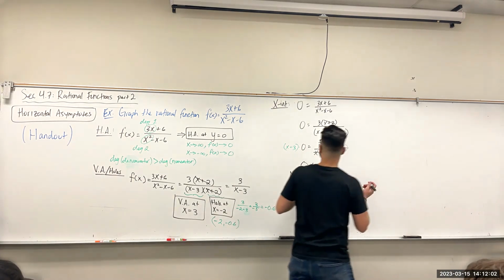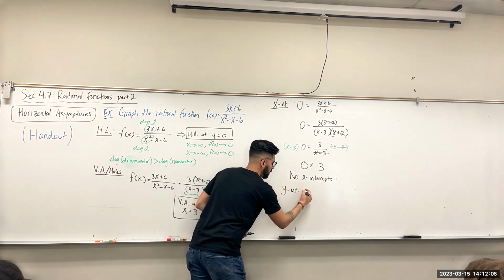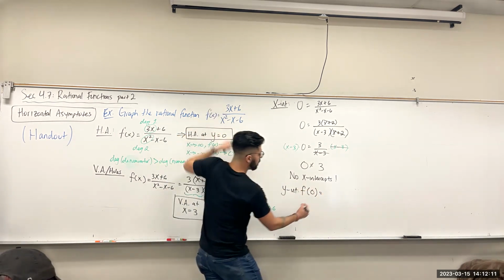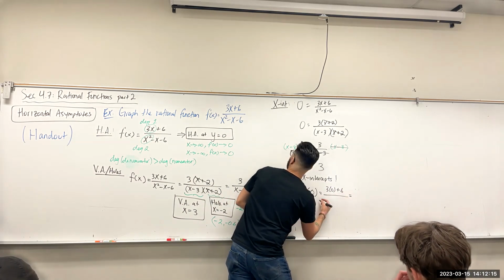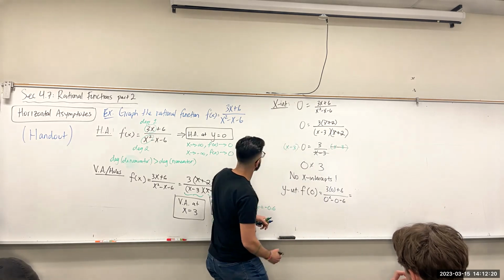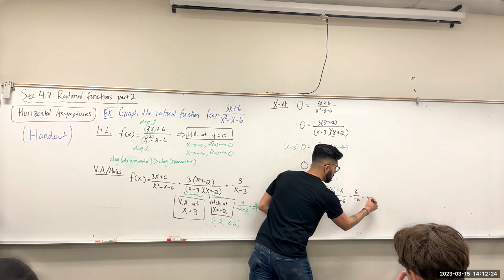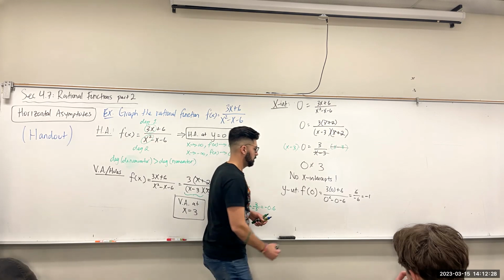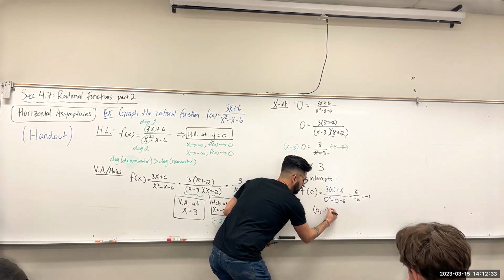All right, what's left? The y-intercept, right? The easy one. Let's plug in 0 into your function. So plug in 0 here. 3 times 0 plus 6, and then 0 squared minus 0 minus 6, which gives me 6 over negative 6, which is negative 1. So you know you're going to have a y-intercept right there, at 0, comma negative 1.